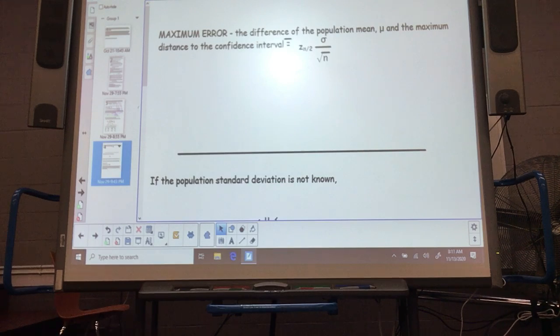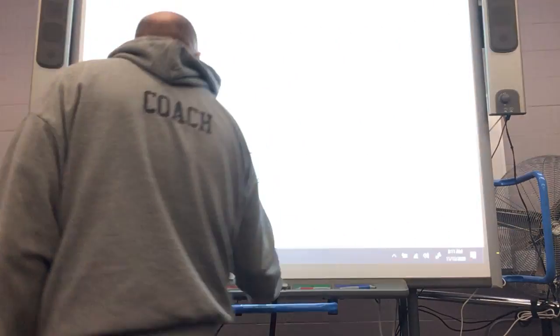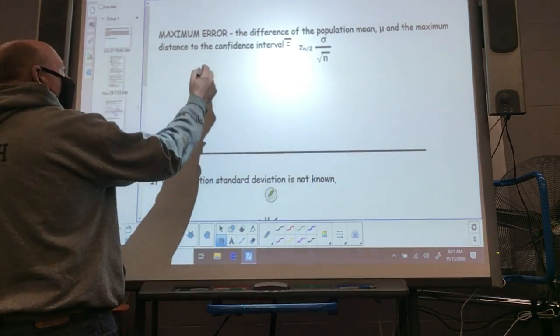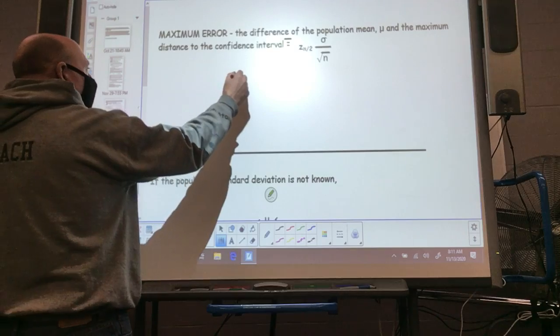And how this maximum error can be calculated is your z times standard deviation divided by square root of n. How do we find our confidence interval?